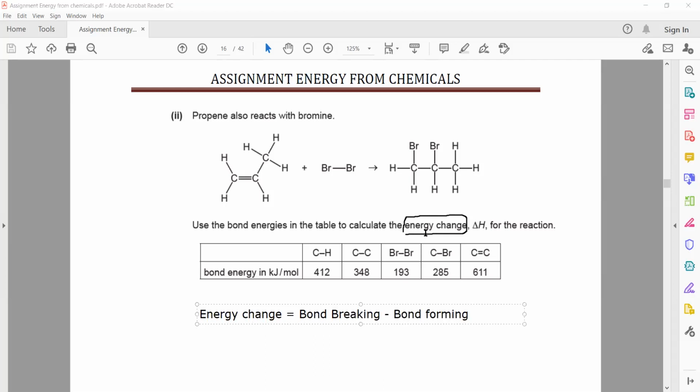So basically, first what we have to do, we have to calculate the bond breaking energy, and then we have to calculate bond forming, and the difference will give us the energy change. Less than a minute left, so I will continue explanation in the next session. I'll share the link once this ends.